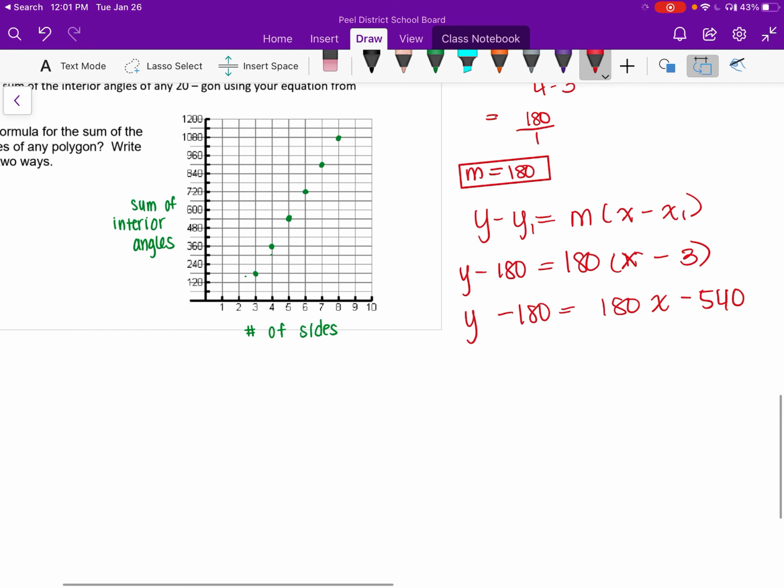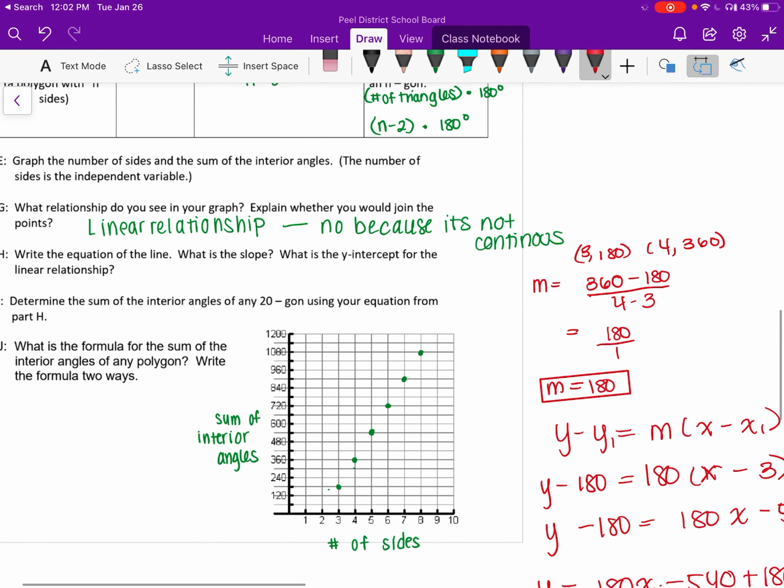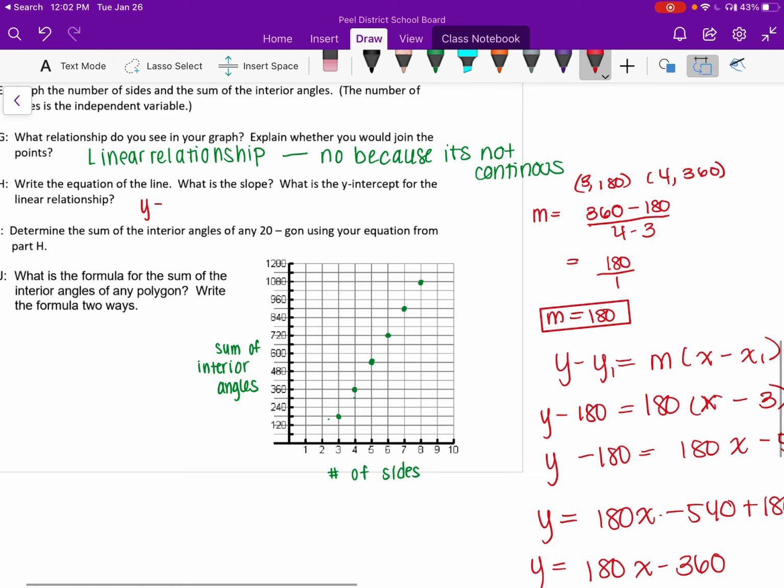I'm going to bring that 180 to the other side by adding it on both sides. So negative 540 plus 180. So y is equal to 180x, and negative 540 plus 180 is going to give me negative 360. So my y-intercept is going to be at negative 360. So y equals 180x minus 360 degrees.